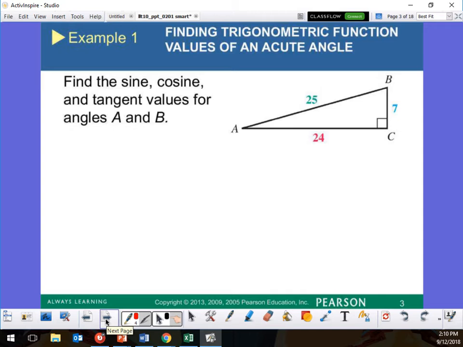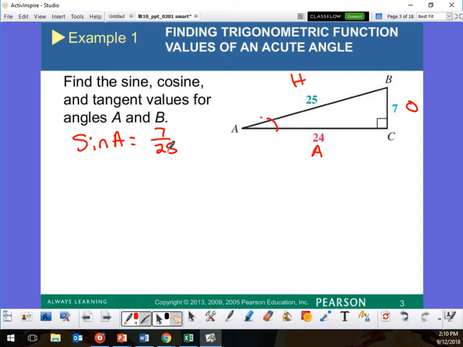Okay. Now for this one, find sine, cosine, and tangent values for angle A and for angle B. Now, every time we're doing this, we need a reference angle. So we are going to label it as our reference angle. So sine of A, so that means A is the reference angle. Because sine is opposite over hypotenuse. Now, opposite of A is going to be 7, and hypotenuse is 25. So I'm going to put an O, and I'm going to put an H there. So it's going to be 7 over 25.